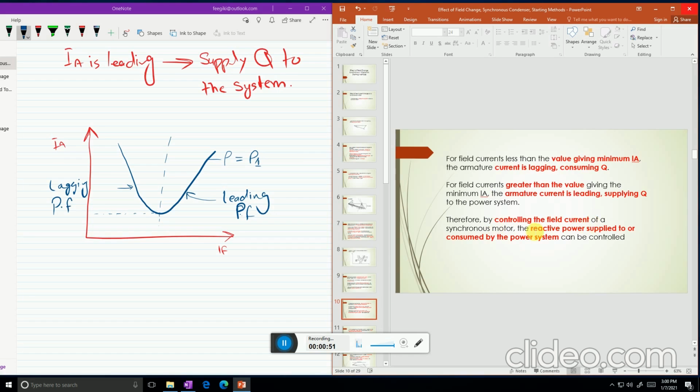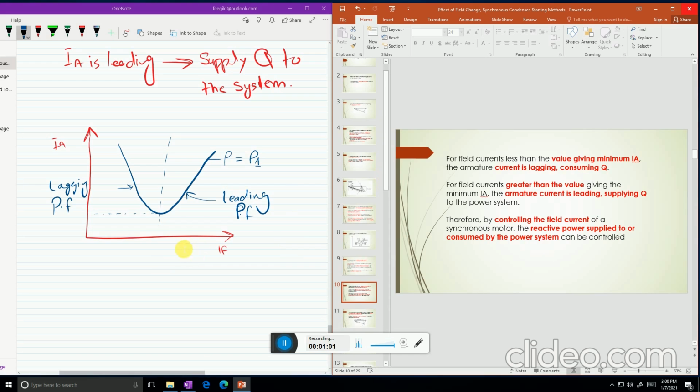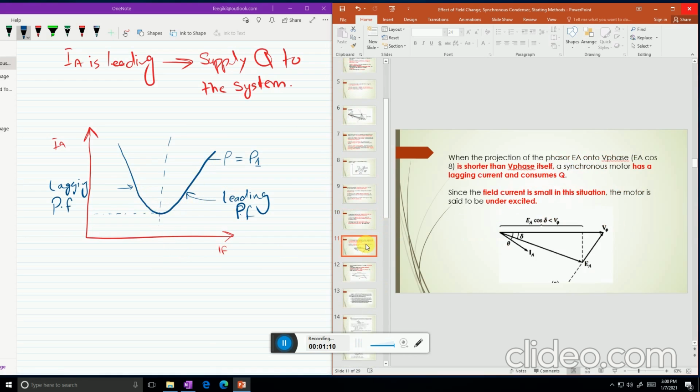Therefore, by controlling the field current of the synchronous motor, the reactive power supplied to or consumed by the power system can be controlled. If we control this IF, we can control the reactive power which the motor is consuming or supplying. In other terms, this concept can be given as: when the projection of the phasor EA onto V phase, which is EA cos delta, is less than V phase, then at this point the current IA is lagging. At lagging current, the motor consumes reactive power.